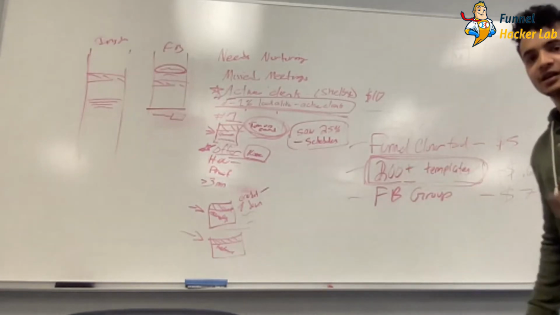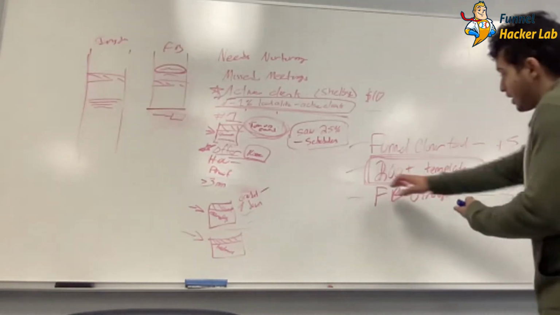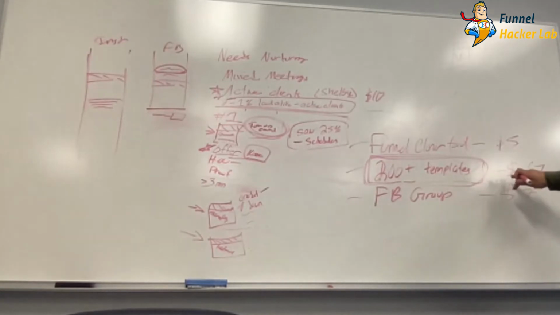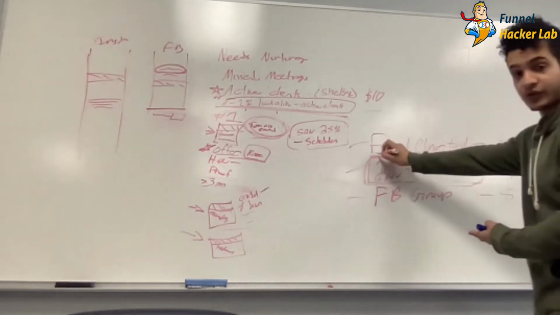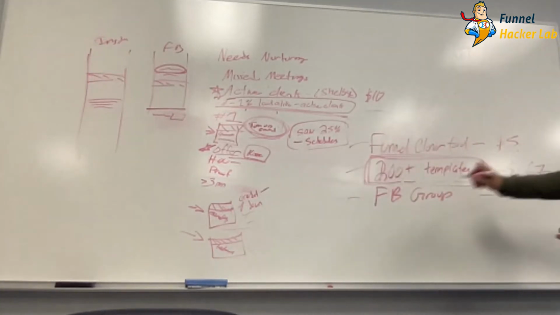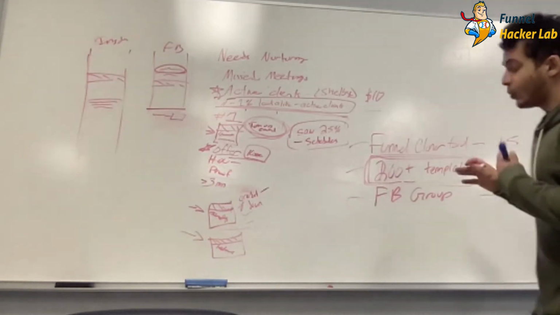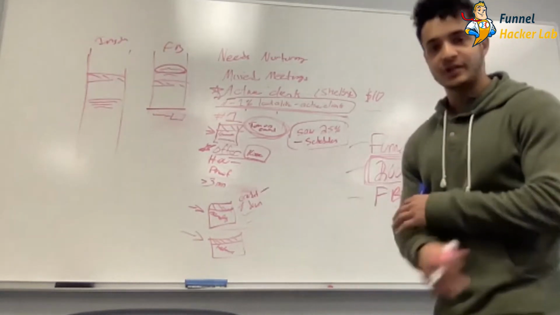But obviously, people are more interested in the templates, okay? Because the cost per click was 67 cents. The funnel cloner tool offer was $5. The Facebook group offer was $7 per click. So what we did, we changed around everything.